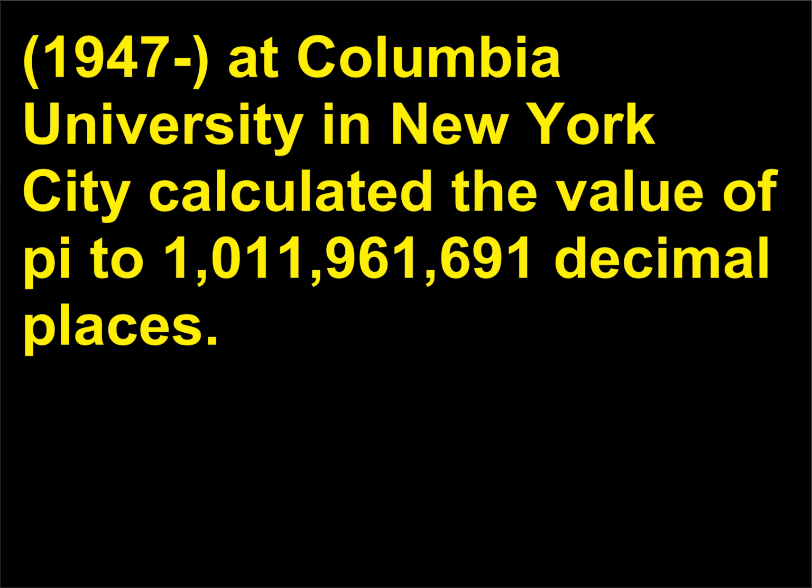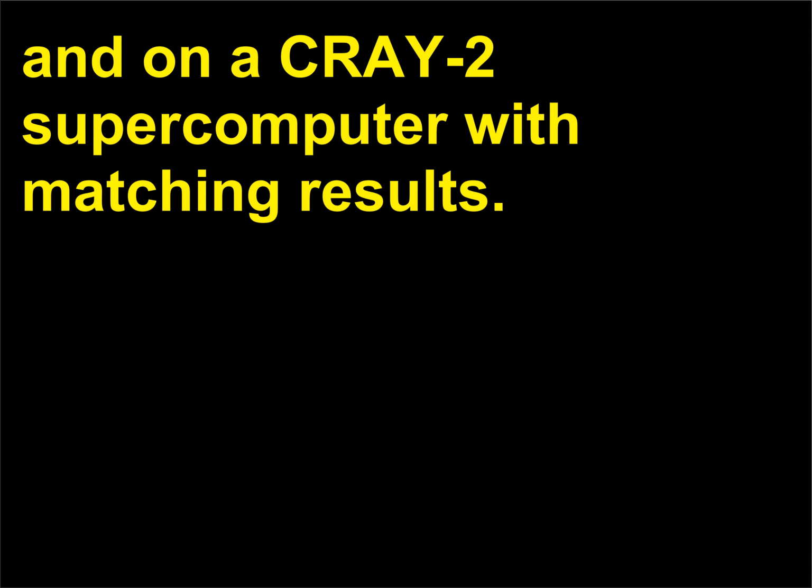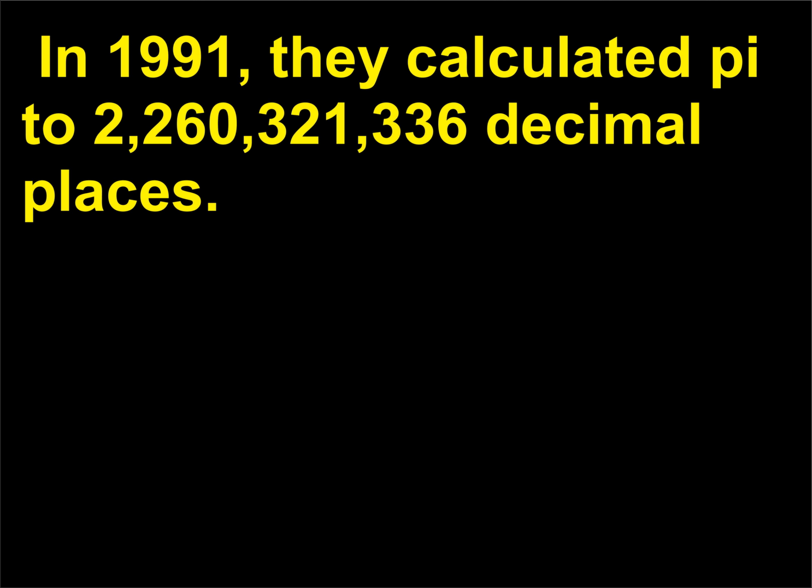at Columbia University in New York City calculated the value of pi to 1,011,961,691 decimal places. They performed the calculation twice on an IBM 3090 mainframe and on a Cray 2 supercomputer with matching results. In 1991, they calculated pi to 2,260,321,336 decimal places.